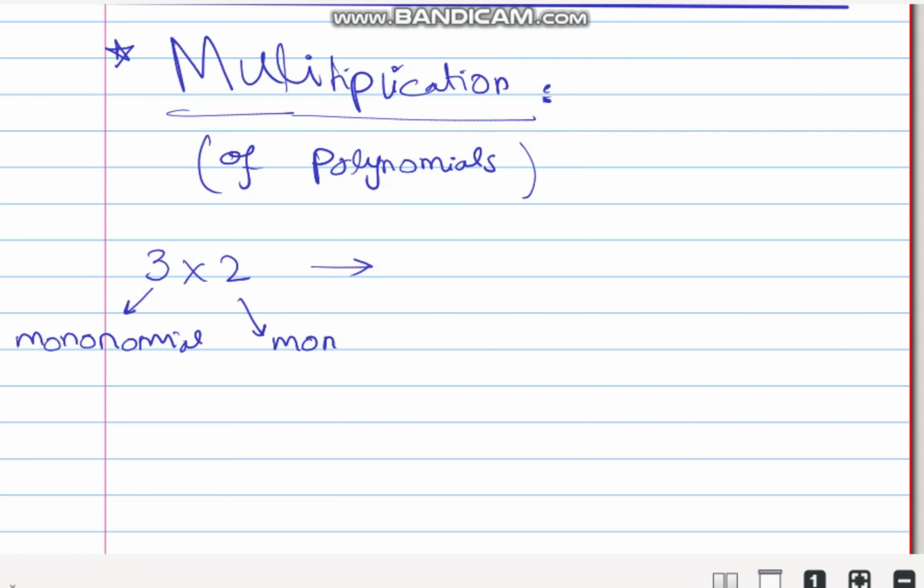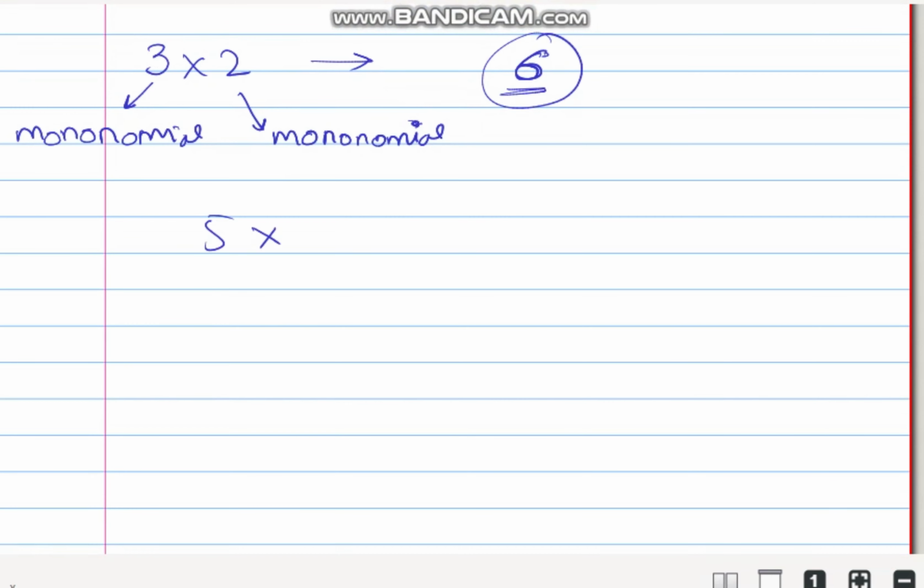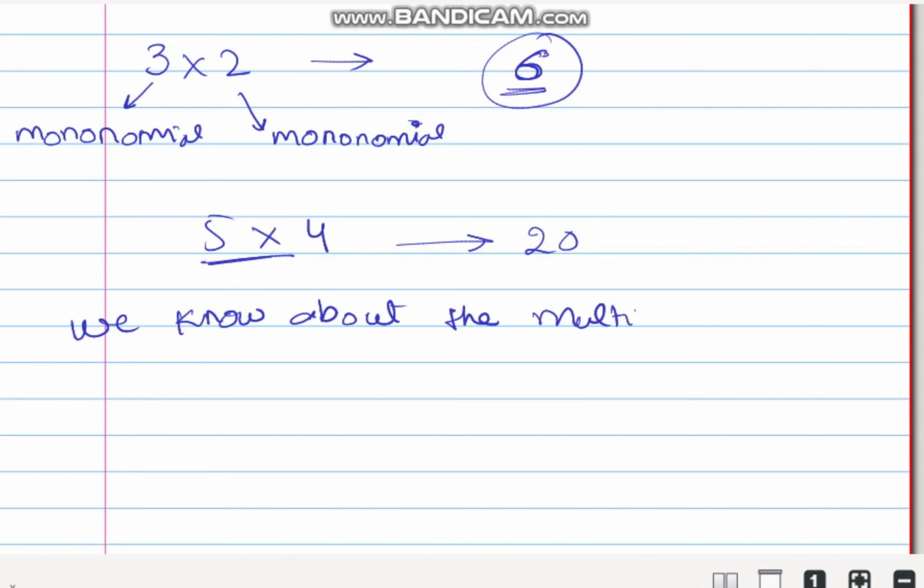Okay, in our daily life we multiply monomials and we get some number, which is also a monomial. This is also a monomial. So basically we have seen monomials. Like 5 multiplied by 4, what is the multiplication? It is 20. These are multiplications of monomials. So we know about the multiplication of numbers.